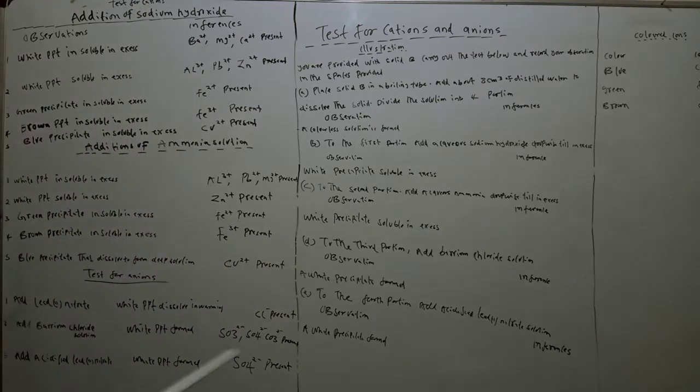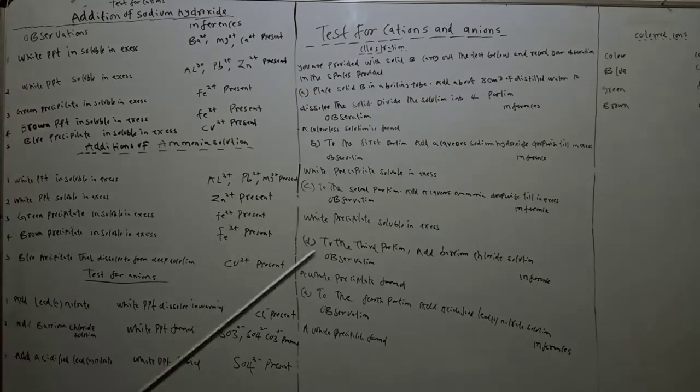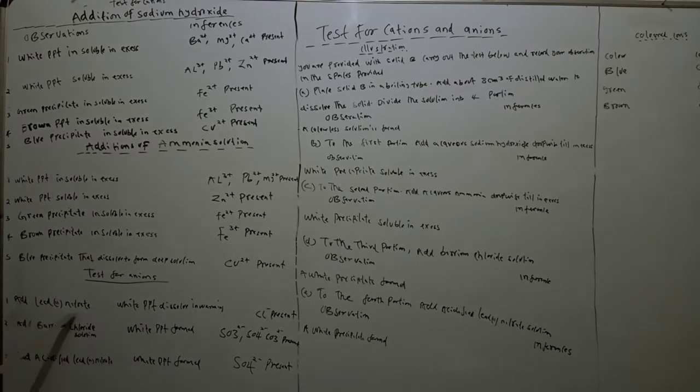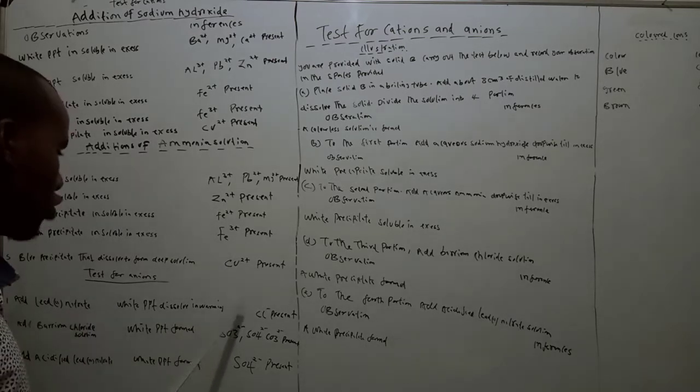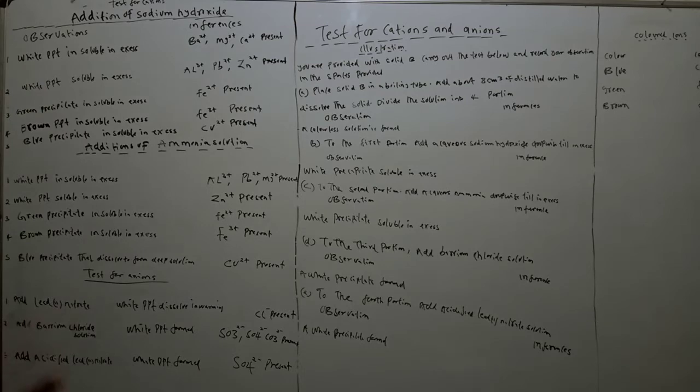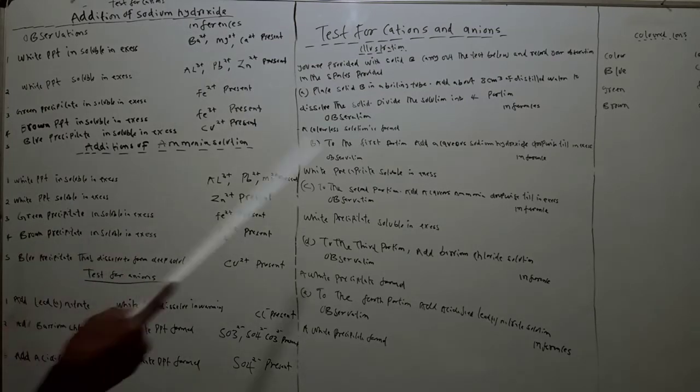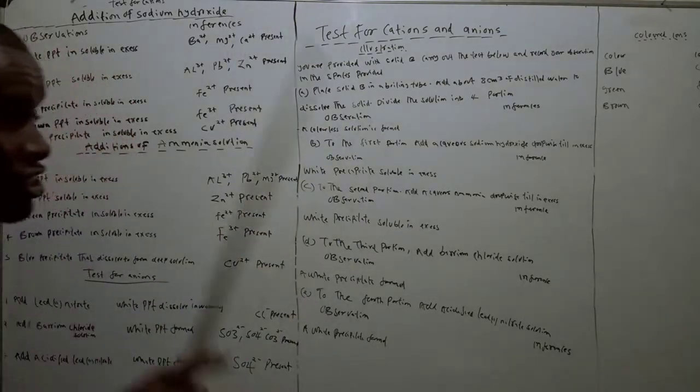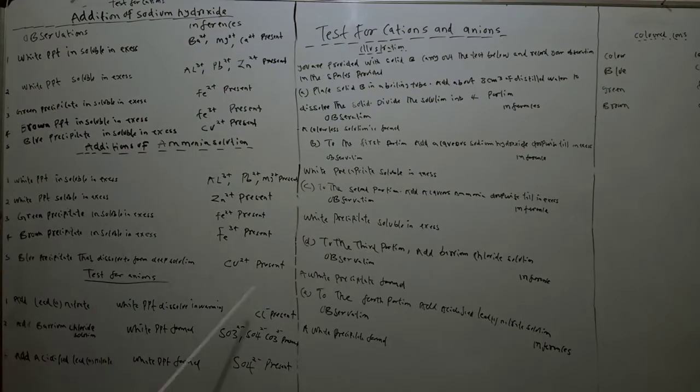What about anions? Test for anions. If we add lead 2 nitrate and we find that the white precipitate dissolves on warming, that is chloride present, Cl negative.